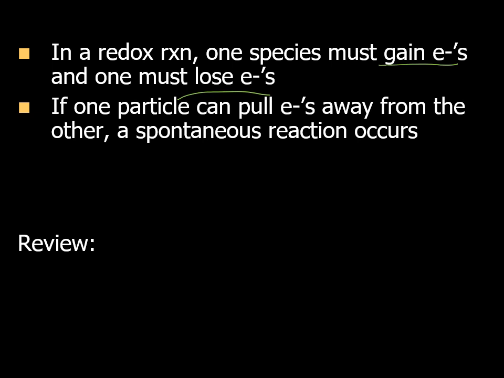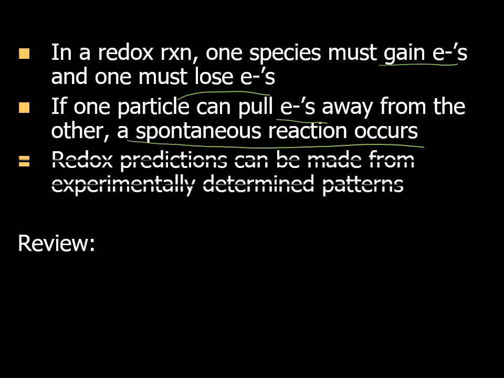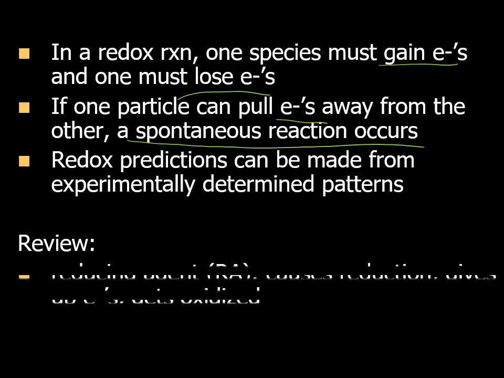If one of the particles is able to pull the electron away from the other, and it may not be just a single particle, but maybe a group of particles that are doing this, but as long as that electron transfer will happen on its own, it will be a spontaneous reaction. Redox reaction predictions can be made from experimentally determined patterns, so we can essentially mix things together and see if electrons are transferred, and then we can determine who is better at pulling electrons away from each other.